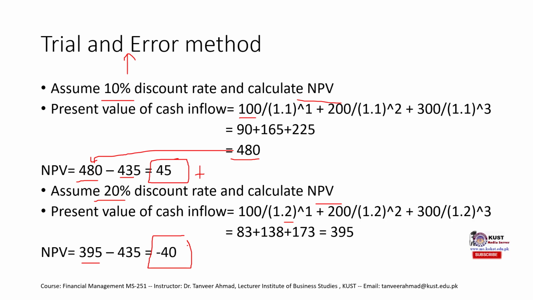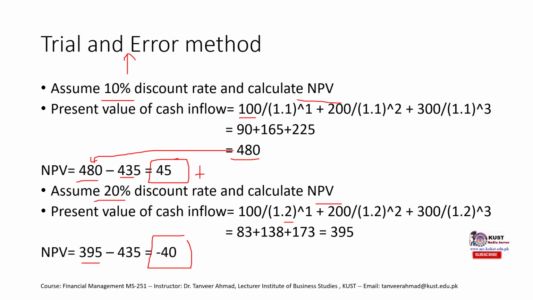So that means that 20% is too high of a value. We need to decrease it. So we try different discount values to come up with a value where this NPV would be 0, and that would be our IRR.